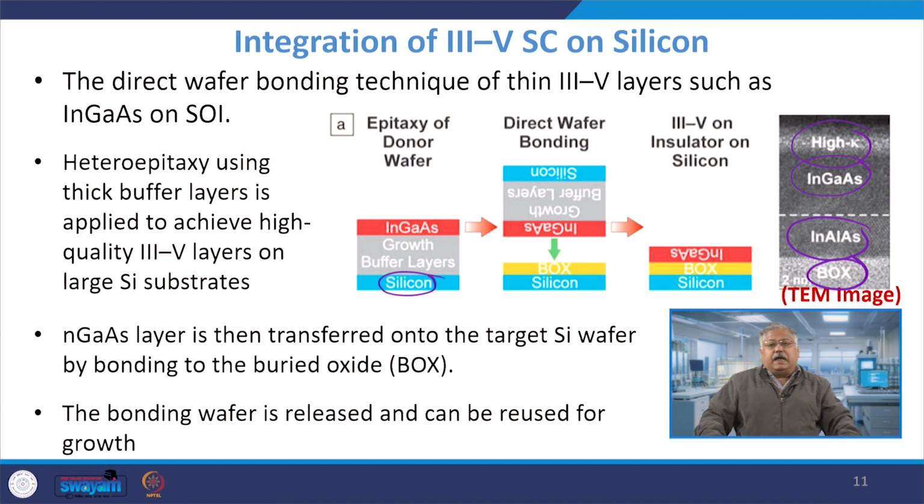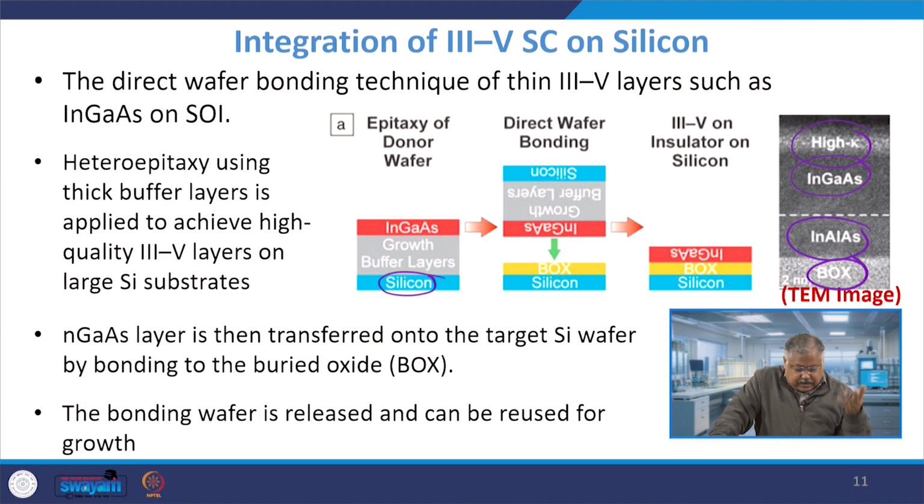Now, the indium gallium arsenide, which you have already grown n type, is then transferred onto the target silicon wafer and bonded on the oxide, right? And then the bonding wafer is released and can be reused for growth. So this happens to be a sort of seed device which can be used multiple times when you want to integrate this device with others.